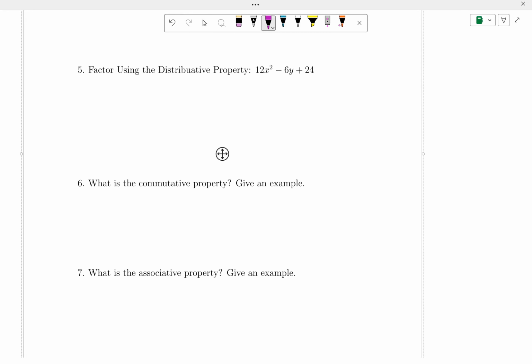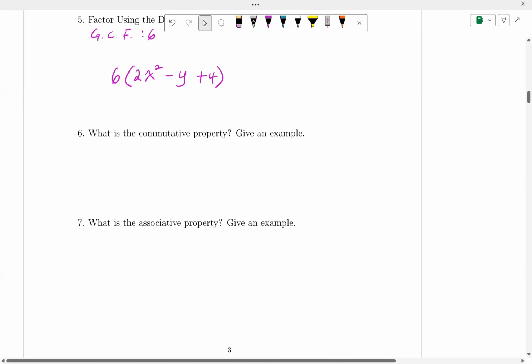Factoring requires you to figure out the greatest common factor. In other words, what's the largest number, if there is one, that goes into all the terms? So is there any number that goes into 12 and the 6 and the 24? If you're thinking a 3, you would be correct. No, I'm sorry. If you're thinking a 6, the GCF is 6. 6 goes into all of them. So we take out a 6 and we are left with a 2x to the second minus y plus 4. That's fully factored.